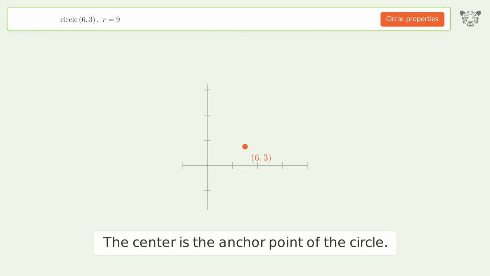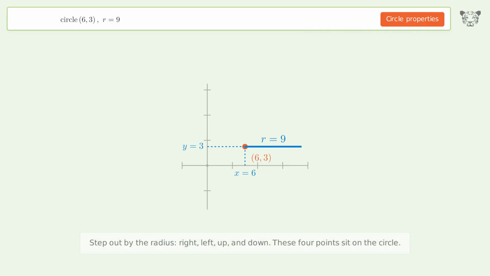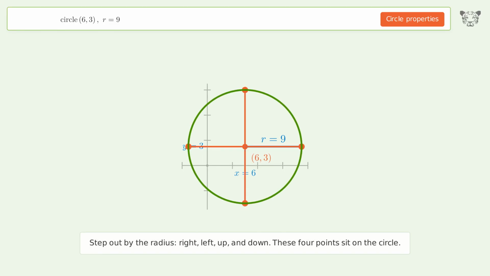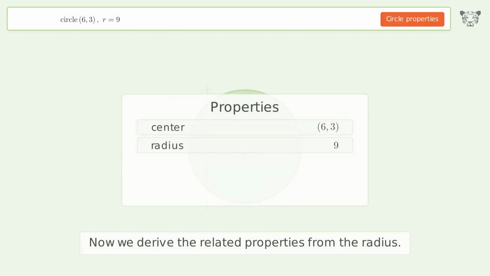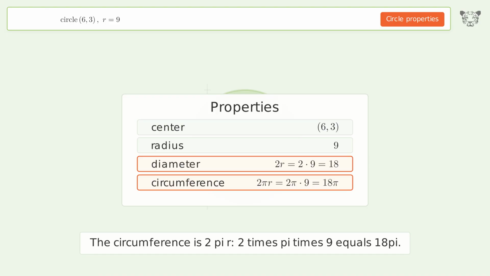Let's graph and find the properties of a circle centered at x equals 6 and y equals 3, with radius 9. The center is the anchor point of the circle. The center is at x equals 6, y equals 3.